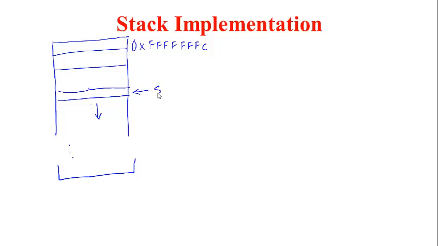And MIPS has a special register called $SP, which stands for stack pointer. This is the top of the stack, top of the logical stack, which is actually the least address of the occupied portion of the stack. This $SP is part of the MIPS set of 32 registers. So why does the stack grow downward? That we will answer shortly.